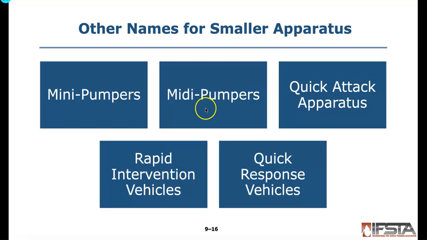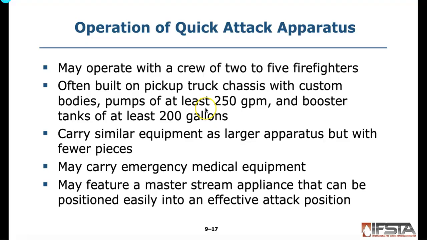Some other names: mini pumper, midi pumper, quick attack apparatus, rapid intervention vehicles, quick response vehicles, fast response vehicles. Those are all different names you may hear. Operation of quick attack apparatus: it may have a crew of 2 to 5. Some of those smaller fast response, quick response units, a lot of times you're going to just have 2. On the Type 3 engines that go out in the wildland, typically you're going to have 3 to 4, and the Type 6 you're typically going to have 3, possibly 4.